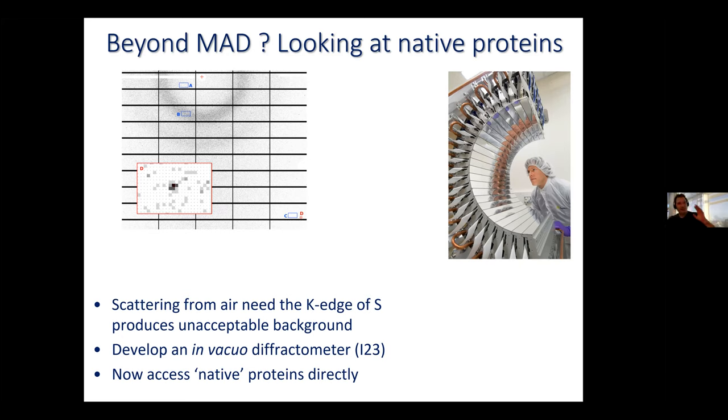So this was the proof of principle that you could perform protein crystallography with a completely evacuated diffractometer. And what that now enables people to do is to look at proteins in their native state. You don't even have to go through the one atom substitution of sulfur for selenium.